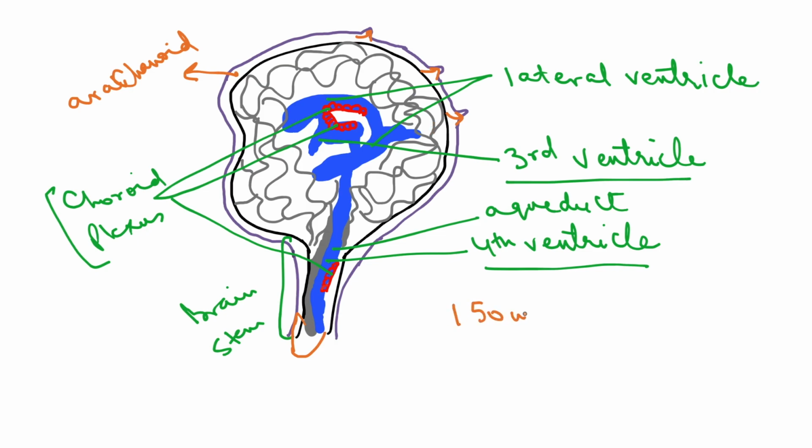150 ml of CSF is present at any given moment in an adult's brain. This CSF is replaced every 6 hours in a day. So 600 ml of CSF is produced in a day by the choroid plexus.